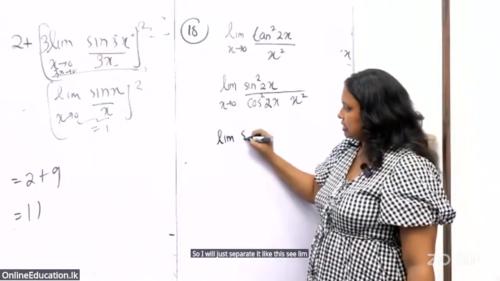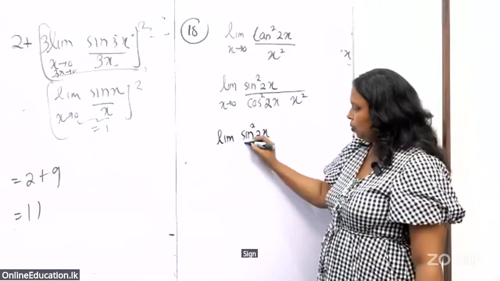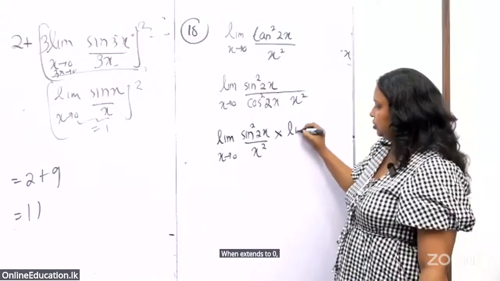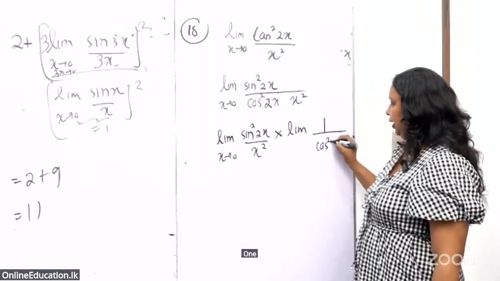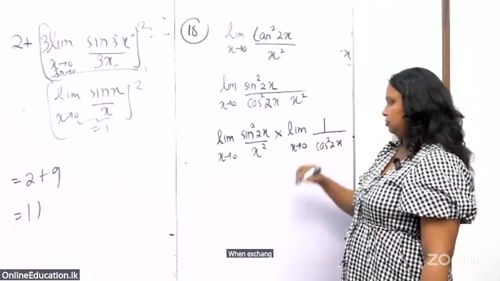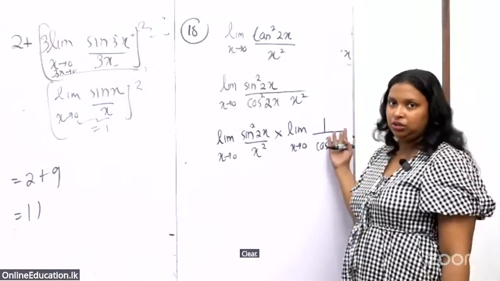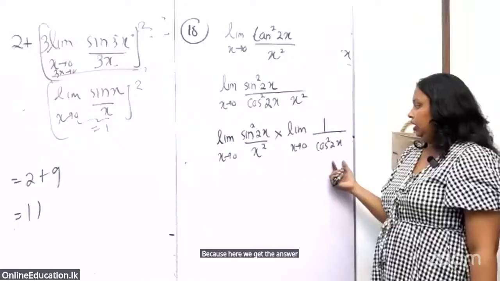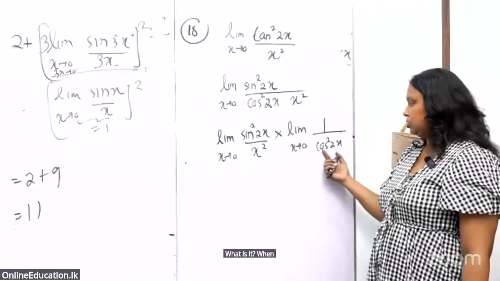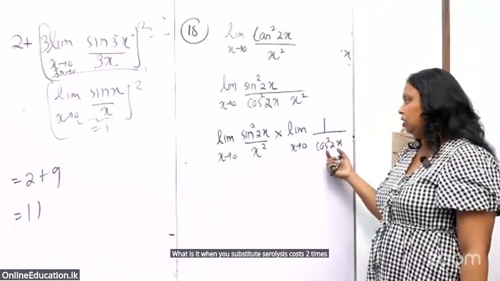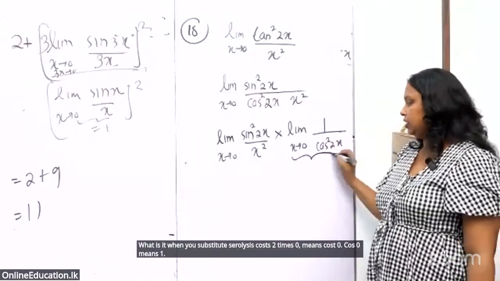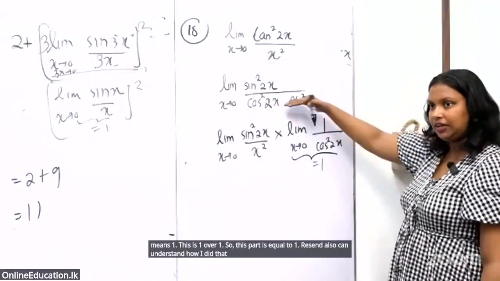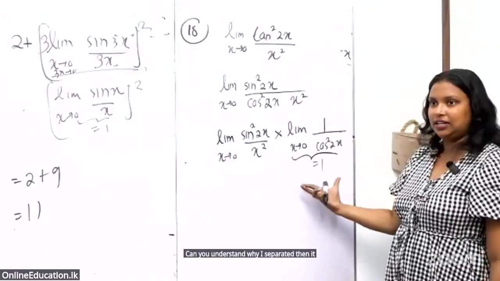Limit of sin squared 2x over x squared when x tends to 0 times limit of 1 over cos squared 2x when x tends to 0. Clear? We can write it as a multiplication. So I will separate it like this, because here we get the answer. When you substitute 0, this is cos 2 times 0, which means cos 0, which is 1. This is 1 over 1. So this part is equal to 1. The rest also you can understand how I did it. Can you understand why I separated? Then this is very easy.